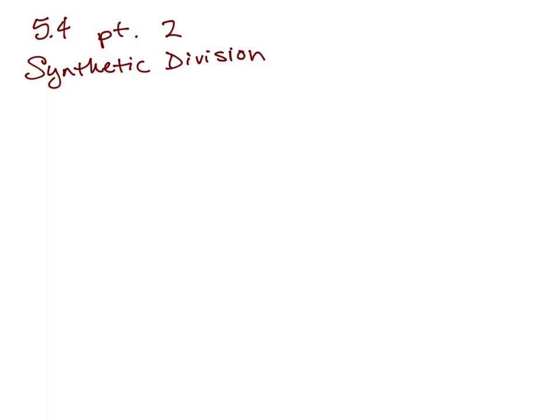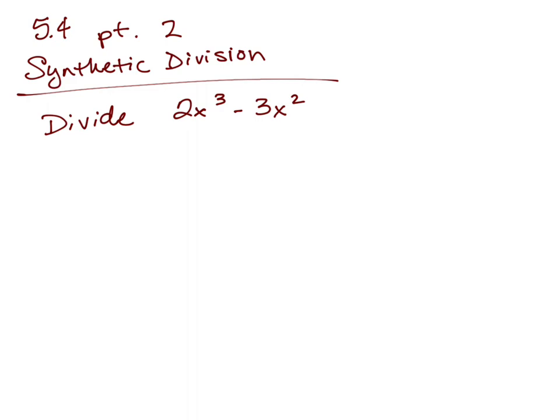Here comes synthetic division. So our job here is to divide the polynomial 2x cubed minus 3x squared plus 4x plus 5 by x plus 2. So we're dividing this long polynomial function by the linear factor x plus 2.